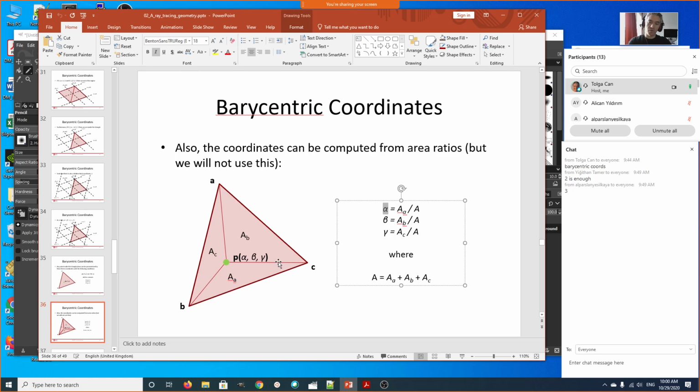If C can pull that point towards itself with a really large weight, this area AC is going to increase. And the largest it can be, if C can pull this point all the way to this vertex, AC will be equal to A. In that case, we will have gamma equal to 1. All right, so if you know how to compute these areas, you can also compute the weights.